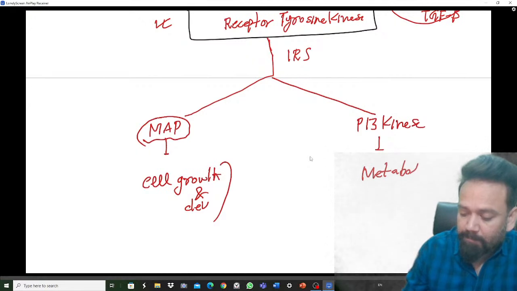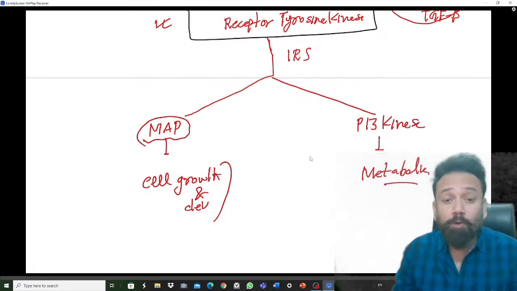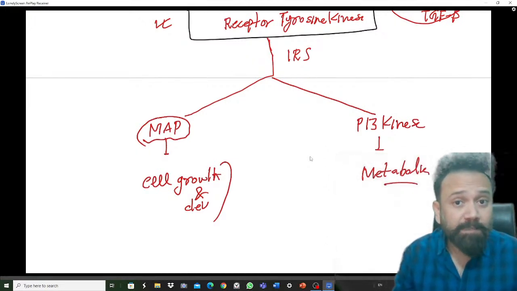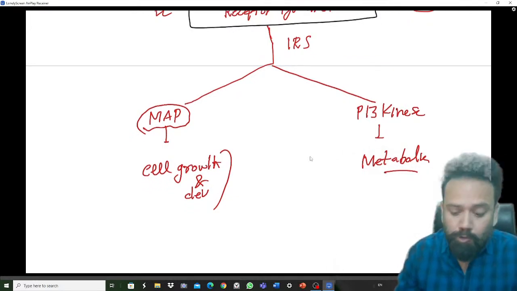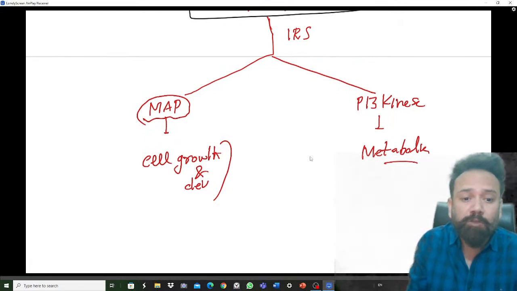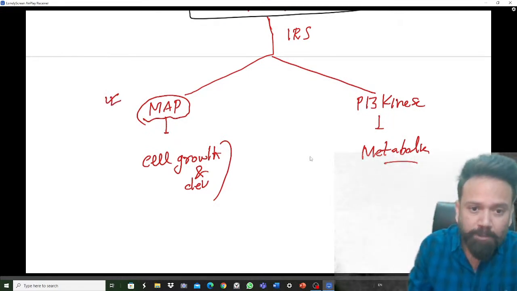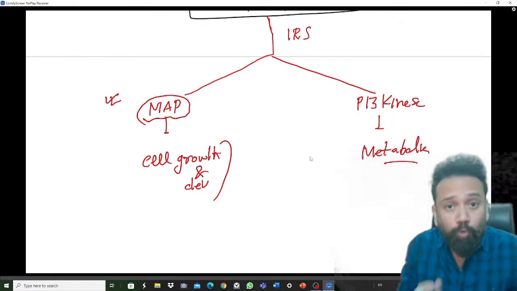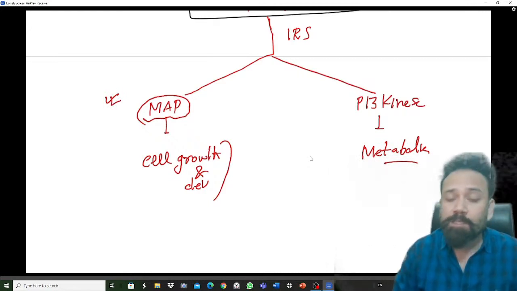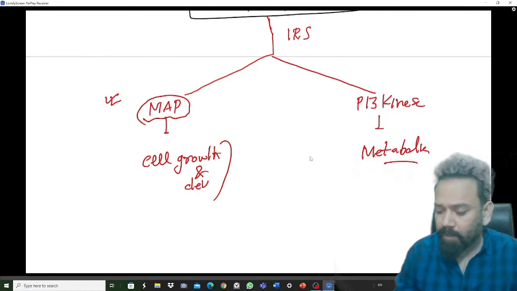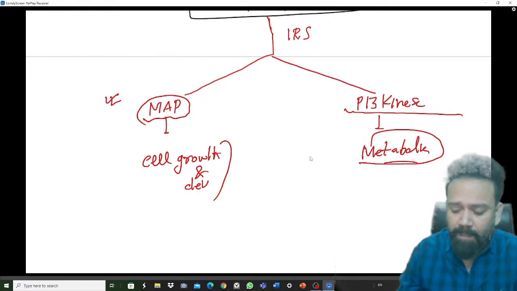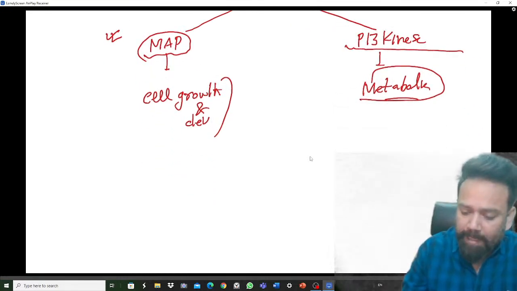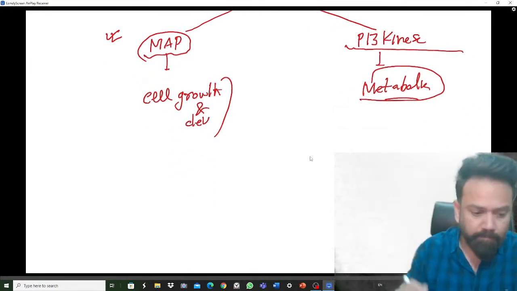Don't think insulin is only a metabolic hormone. The growth of the fetus is mainly because of the growth factors and the insulin, not because of the growth hormone. So growth is also because of insulin, so it has a mitotic role also. There are two pathways of this receptor tyrosine kinase. One is MAP kinase, the other is phosphoinositol triphosphate kinase. It has the metabolic function, and MAP kinase is for cell growth and development, doctors.